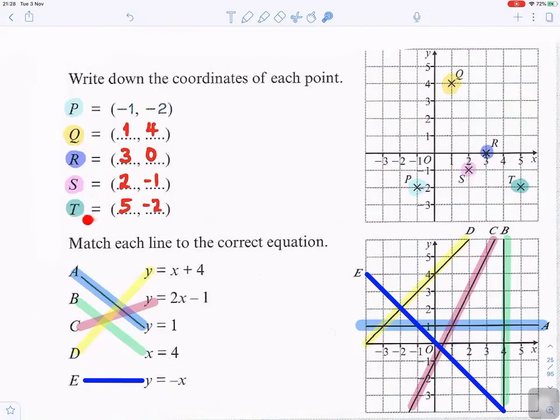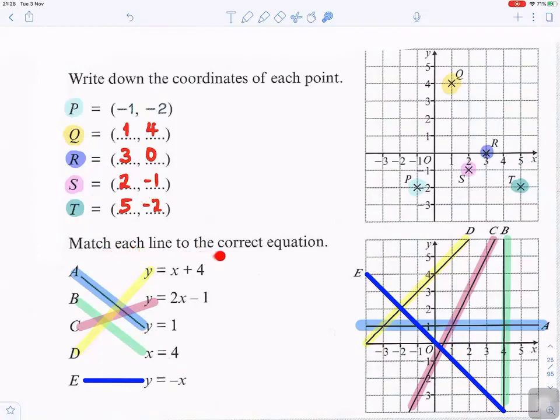Point T, 1, 2, 3, 4, 5 to the right and 2 down. 1, 2. So 5, -2. That's point T.